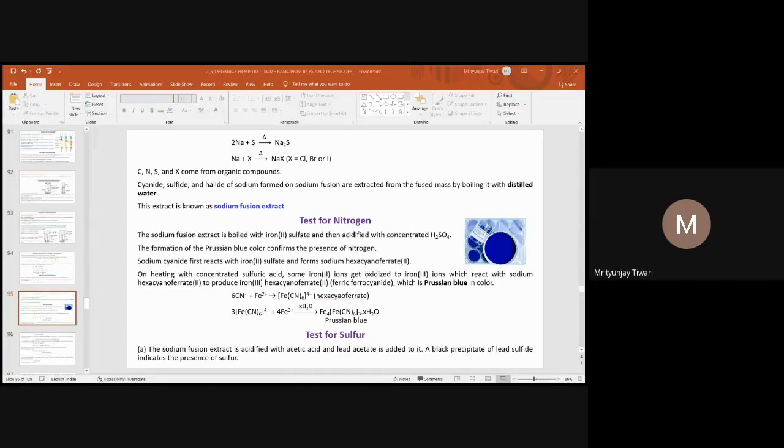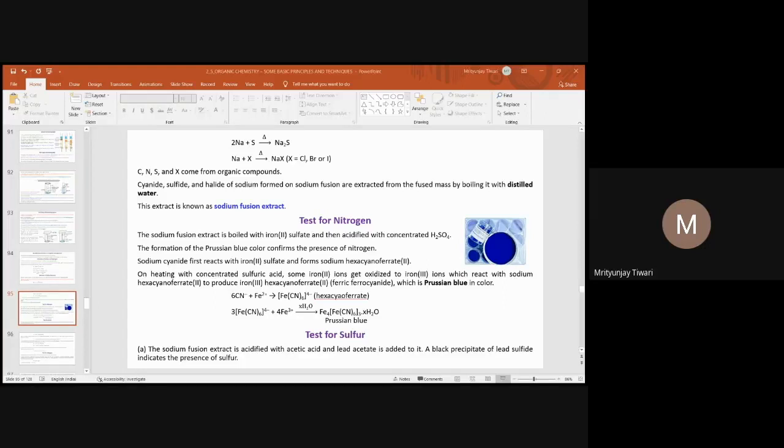This complex is called ferric ferrocyanide. This is Prussian blue in color. So you will see the formation of Prussian blue color, which tells us that the compound contains nitrogen. So the formation of the Prussian blue color confirms the presence of nitrogen in the organic compound.